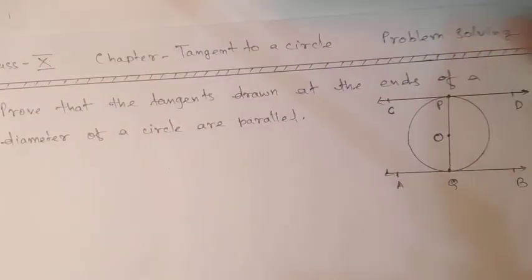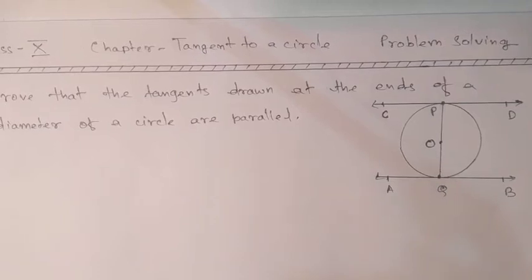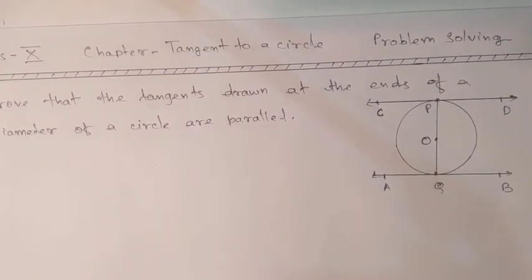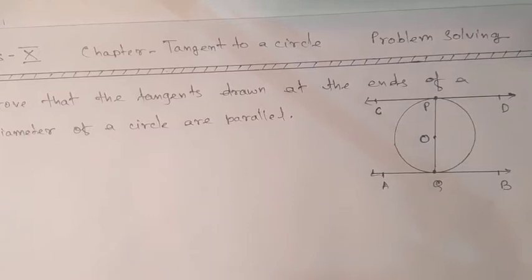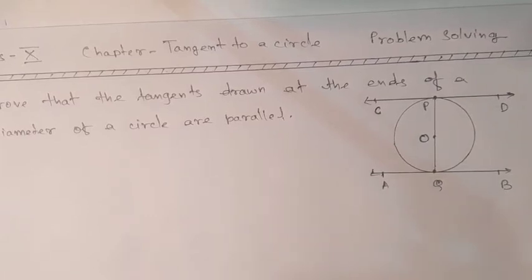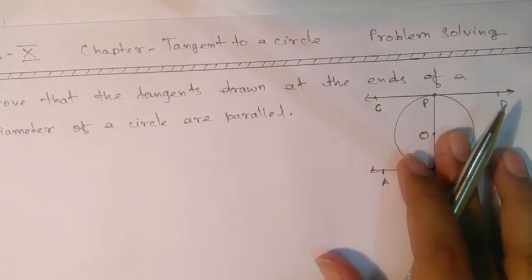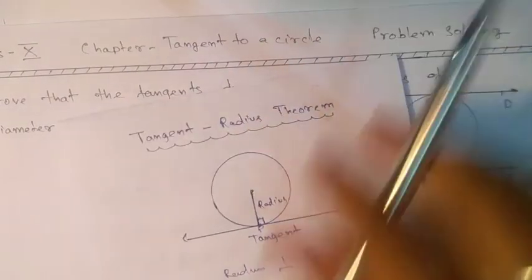So here you can see the problem. Let's read the problem. Prove that the tangents drawn at the ends of a diameter of a circle are parallel. That means it is one kind of theorem, but let's prove this one as a problem because we're going to use the Tangent-Radius Theorem.